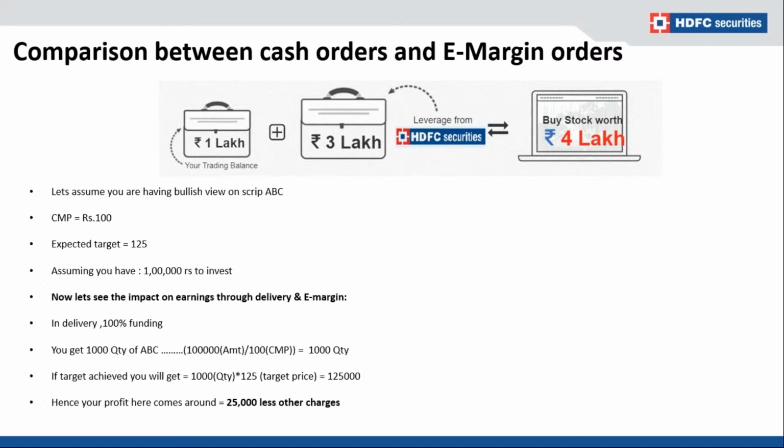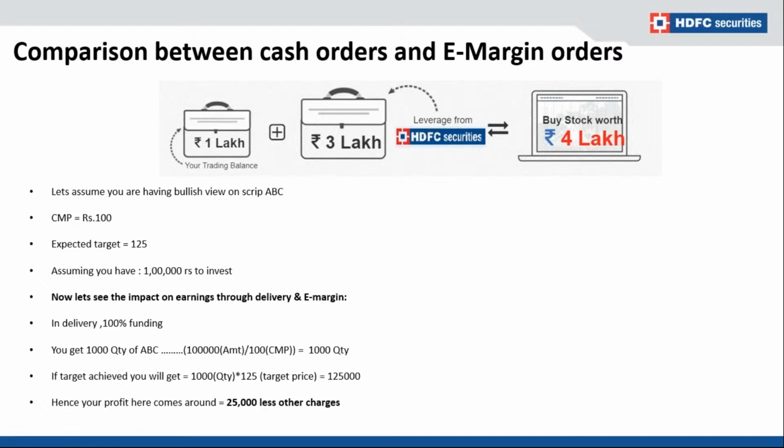So let's assume you have a bullish view on the script ABC. The current market price is 100 rupees. I'm giving the example of cash first, then I will give the example of E margin. First I will look at cash. So the current market price is 100, and the expected target is 125. Assuming that you have around 1 lakh rupees of investment in your bank.